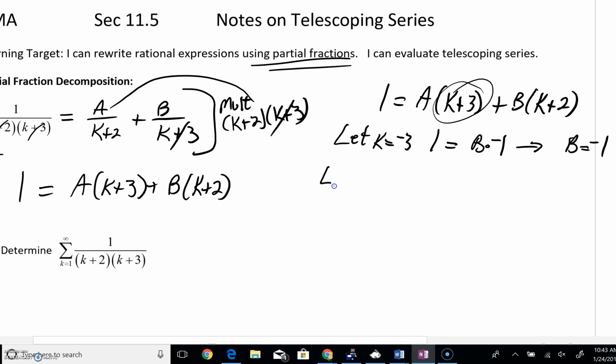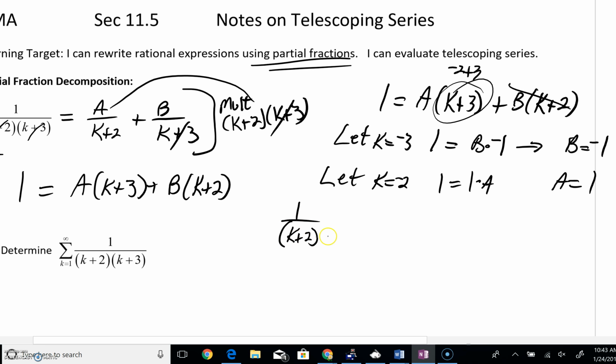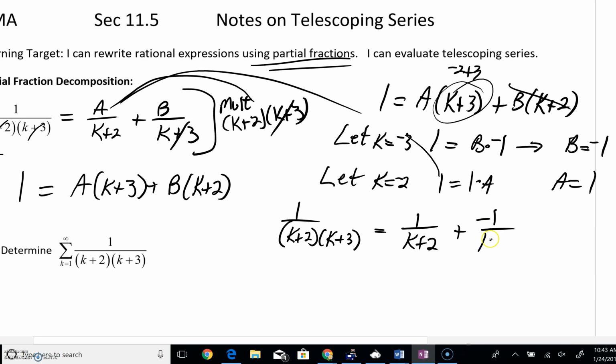What else could we let k be? Yes, we could let k equal -2. Now, if we did that, of course, -2 plus 3 would be a 1. So this time we'd have a 1 times an a, or an a times 1. And this other part would cancel, and you'd just be left with a equals 1. What are we getting at? This partial fraction decomposition is going to be this. I'm going to have my a is 1, so I'd get 1 over k plus 2. My b is -1, so I could write it like so.